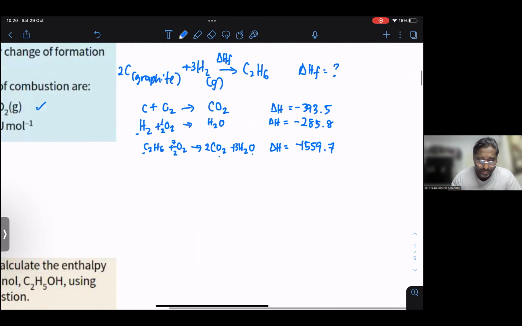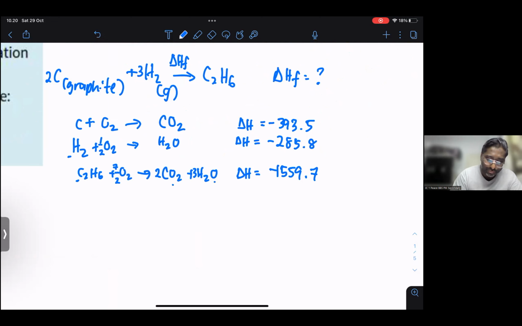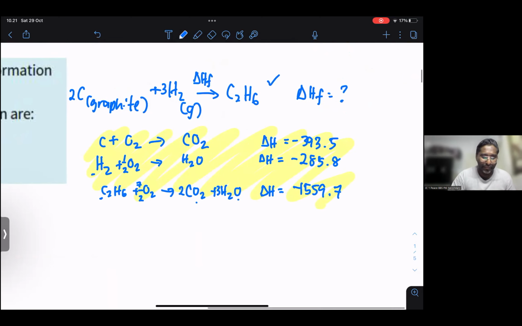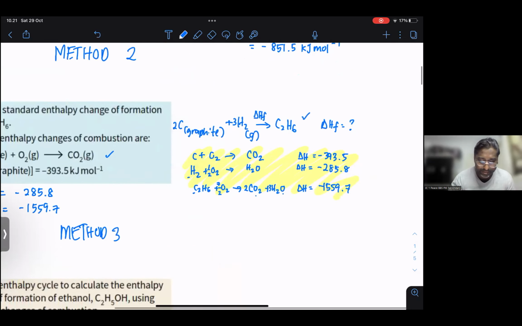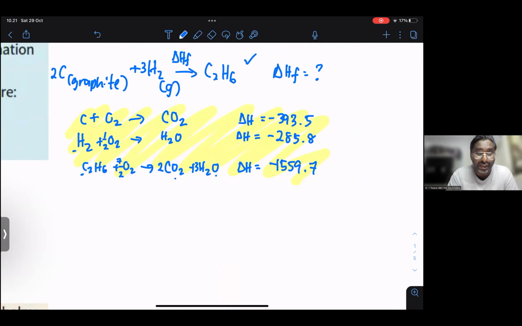Now the idea over here is you are going to use all the information that you have over here so that you can get this particular equation. So the best method is, in this case, previously I showed you method number 1 and method number 2. So this is going to be method number 3. Method number 3 is very suitable whenever we have combustion, we have to rearrange the equation. So how to rearrange is quite simple.